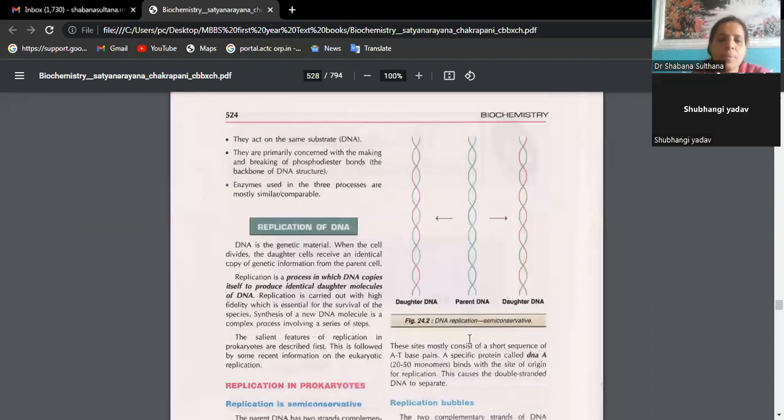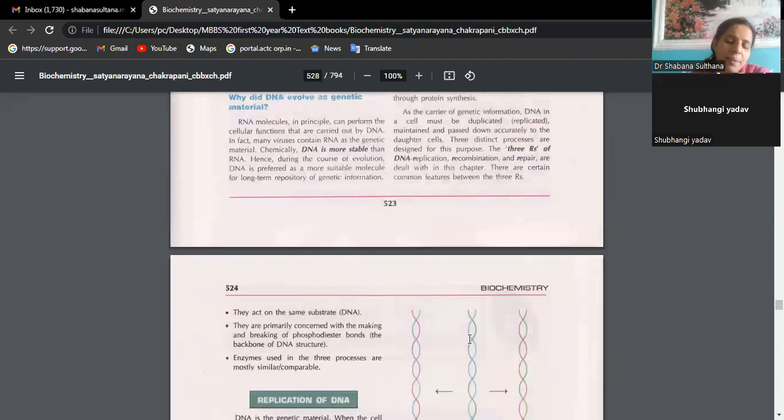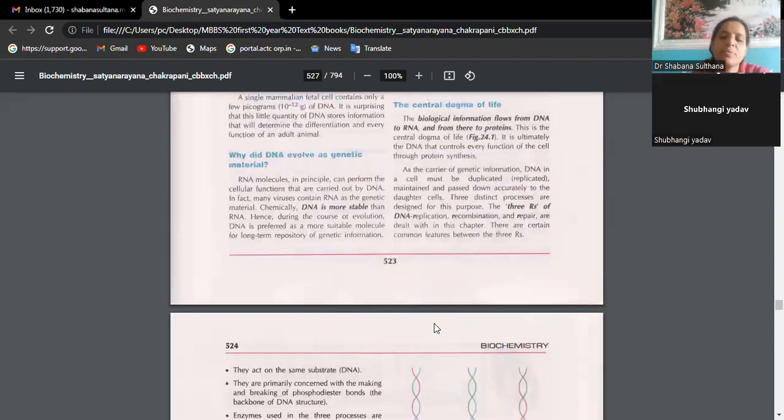Okay. Now basically in this chapter we have two topics, like the DNA replication which is seen in the prokaryotes and also in eukaryotes. So prokaryotes we need not go into detail, whereas eukaryotes DNA replication usually comes as an essay question. Okay. So the central dogma of life, what does that mean?